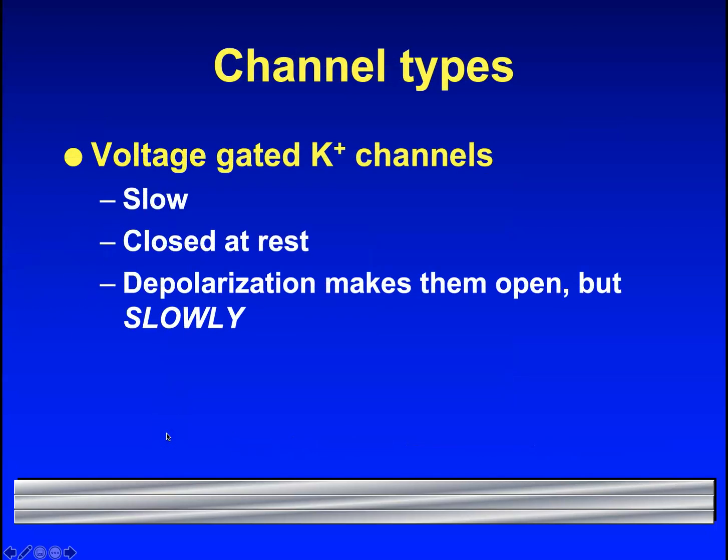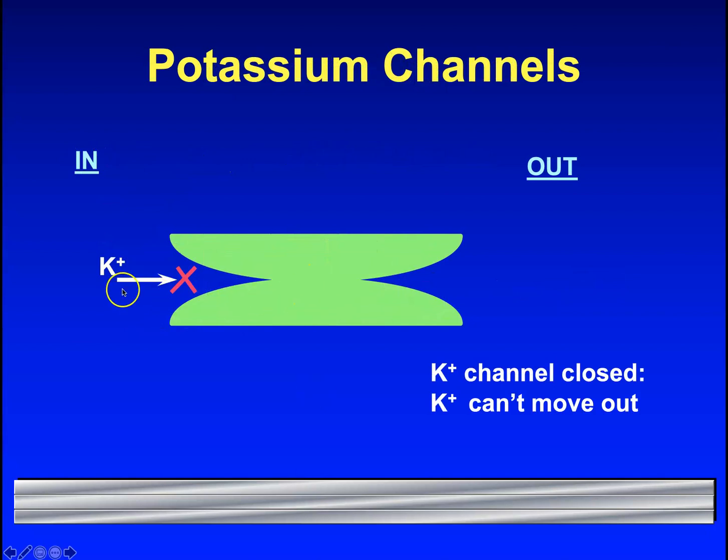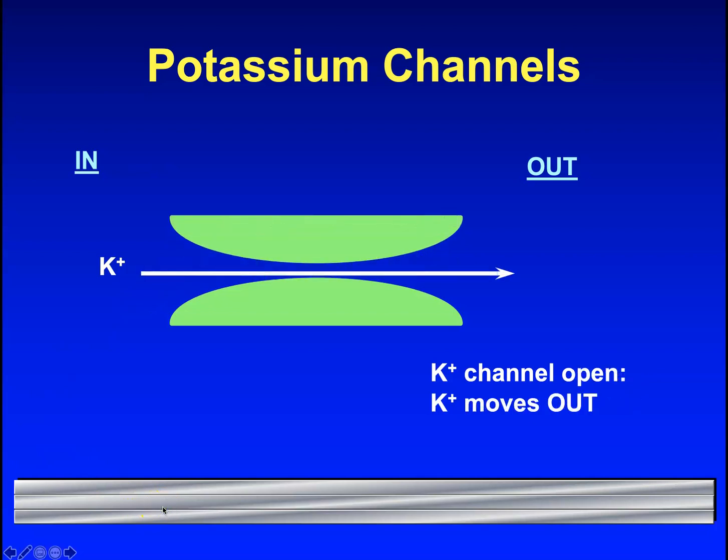Voltage-gated potassium channels are simpler. These are also slow. They're closed at rest, and hitting the magic voltage, hitting that depolarization of minus 55, makes them open, but it does it relatively slowly. It's a millisecond. So here it is at rest. Potassium cannot get out of the cell until you hit minus 55, and that's going to give a signal to open up this channel, but it doesn't happen immediately, it happens slowly. But then after a millisecond, it's open, and potassium can now leave the cell.